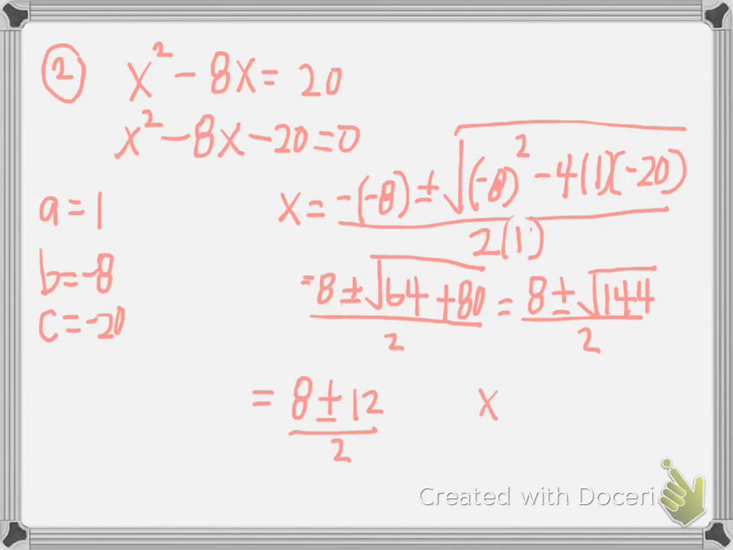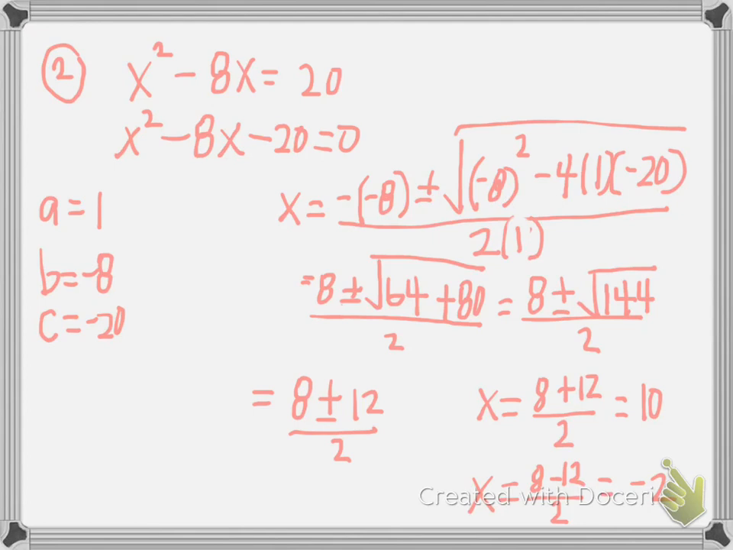So now I'm going to have two answers. I'm going to have 8 plus 12 over 2, and I'm going to have 8 minus 12 over 2. So my answers here: 8 plus 12 is 20, 20 divided by 2 is going to be a 10. 8 minus 12 is a negative 4, and negative 4 divided by 2 is going to be a negative 2.